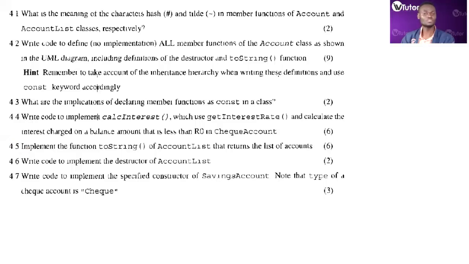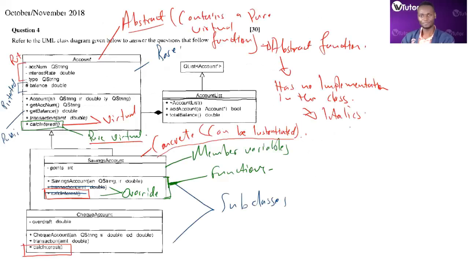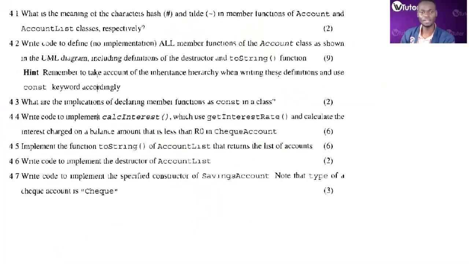4.5, implement the function to string of account list that returns the list of accounts. Here we are. Remember I said that, because we are doing this again for the second time, whenever you're dealing with your list class, this is where you loop and you aggregate whatever your function is doing. We'll come back to that one, right? Write the code to implement the destructor of account list. Again, that one. Write the code to implement the specified constructor of savings account.